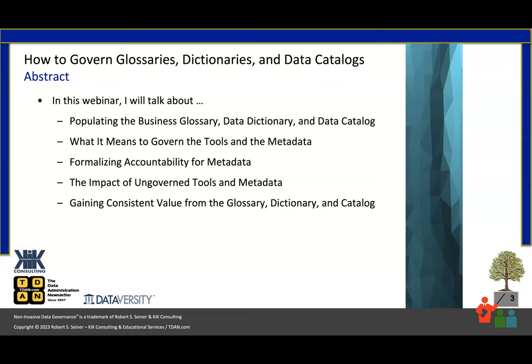Everybody talks about data governance. They don't talk as much about metadata governance. I think we need to change that a little bit because, as you'll probably hear me say several times in this session, the metadata is not going to govern itself. The tools aren't going to govern themselves. We'll talk about formalizing accountability for metadata. What is the impact of having a tool that's ungoverned and metadata that's ungoverned, and the people, process, and technology that Mike talked about being ungoverned? Gaining consistent value from the glossary, dictionary, and catalog is how we'll wrap it up today.